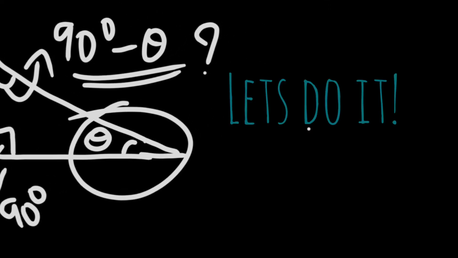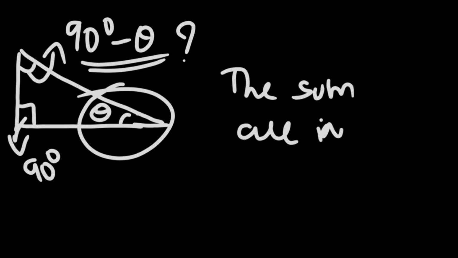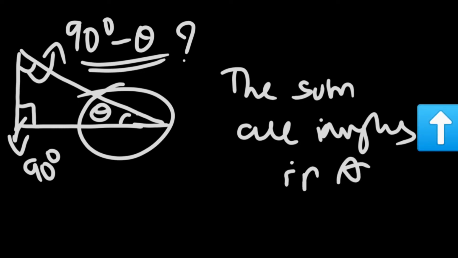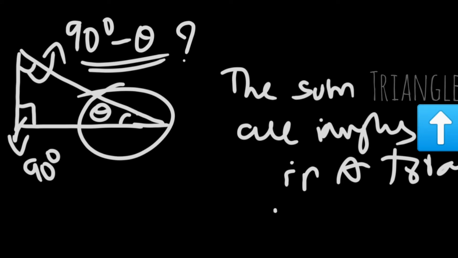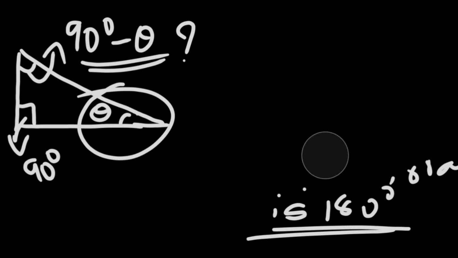So let's do it. We know that the sum of all angles in a triangle is 180 degrees. Yeah, it's a very big rule. By this I will prove the other angle will definitely be 90 minus theta. So I'll take this angle as alpha for now.